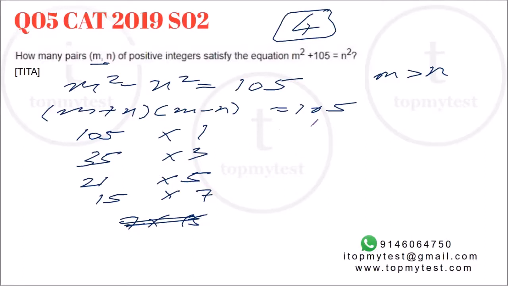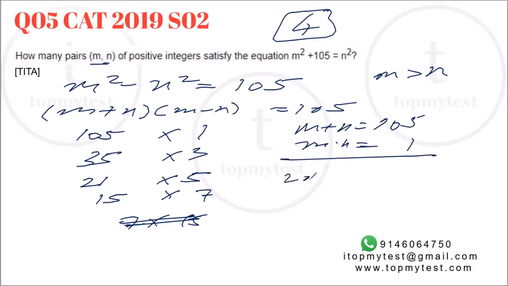For example, here, if you put m plus n equals 105, m minus n equals 1, right? If you rewrite this, you'll get 2m equals 106, m should be equal to 53, n should be equal to 52. That is one pair, right? Similarly, if you put 35 and 3, you'll get another values of m and n. If you put 21 and 5, you'll get another values of m and n. And 15 and 7, you'll get another pair of m and n. So 4 pairs of this are possible.